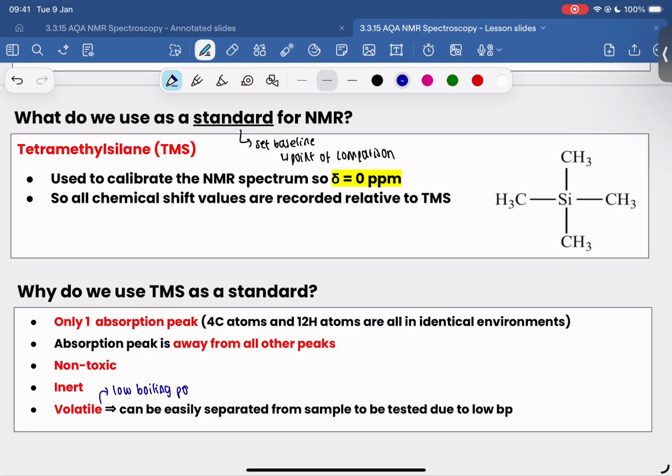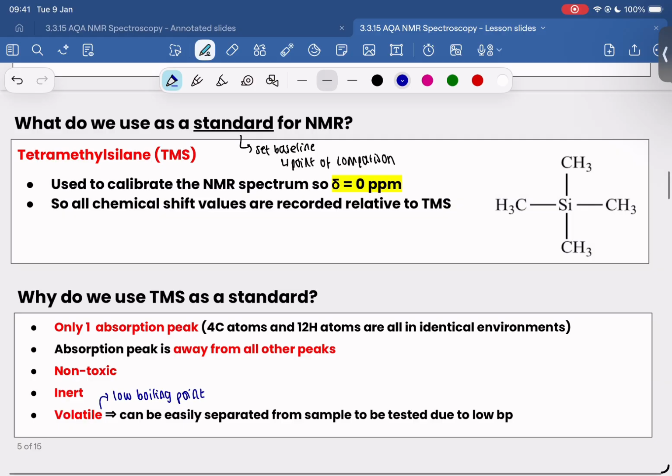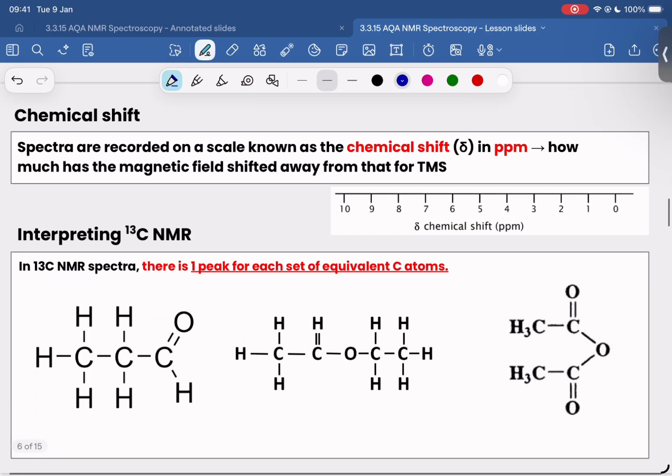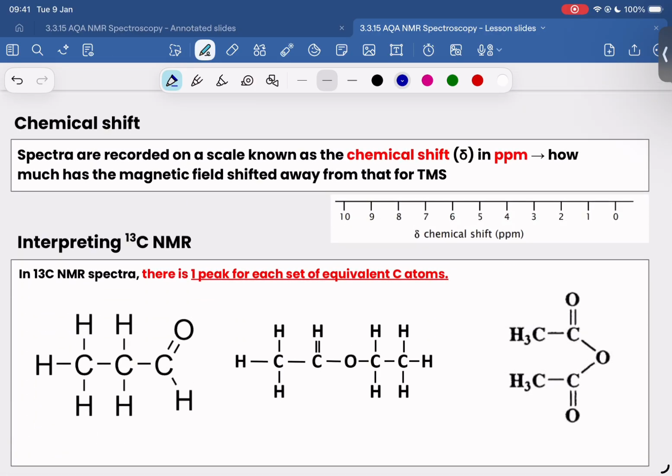Why is that important? It means that you can easily separate TMS from your organic sample if you want to, to make sure that there's no contamination or anything like that basically occurring. So that's basically a lot of the theoretical knowledge behind it. And so now we're going to slowly start to move on into interpretation.